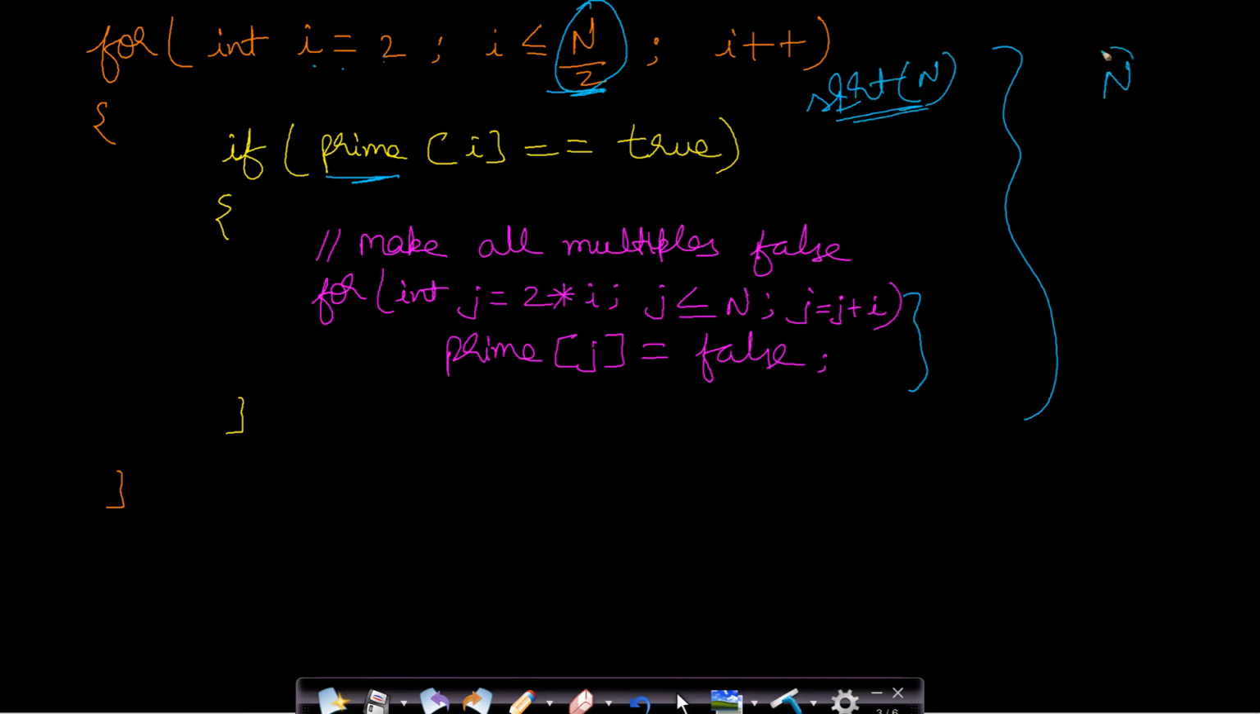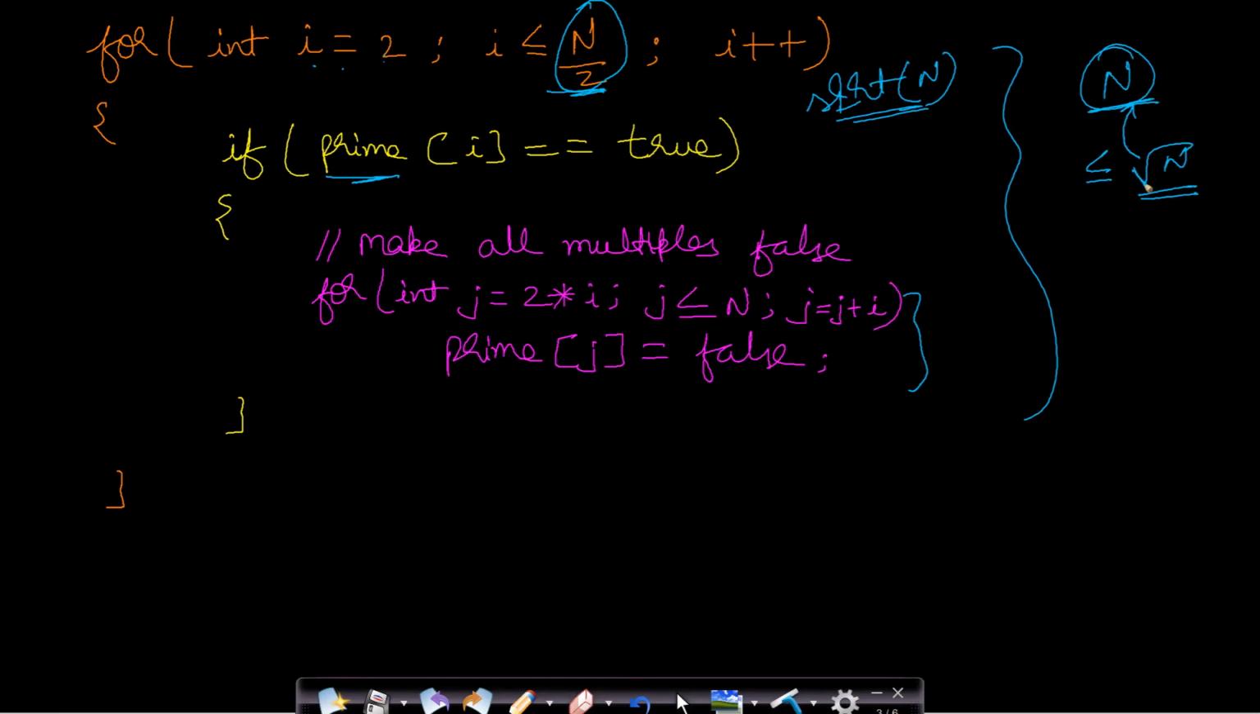Why? Because if a number n is non-prime, then it will have at least one factor which is less than or equal to square root of n. So we just need to check till square root of n, and if it can divide this n, then this n will not be a prime number.